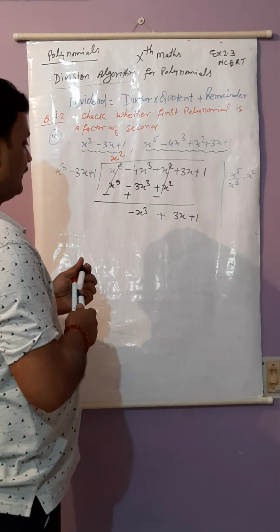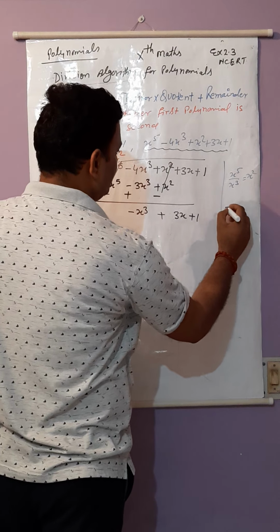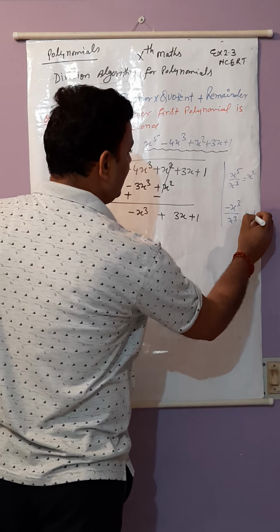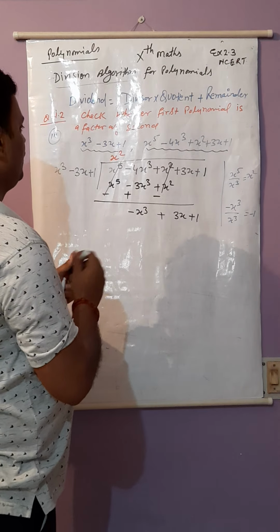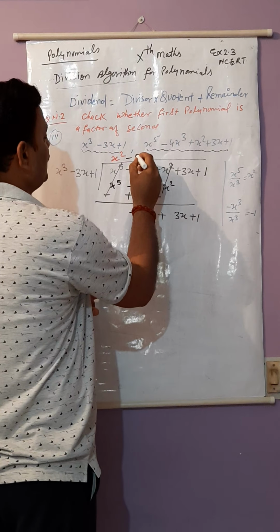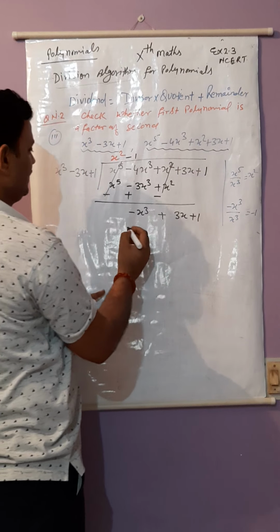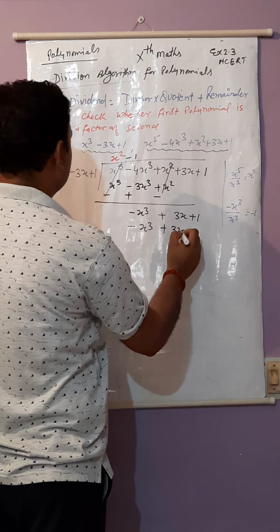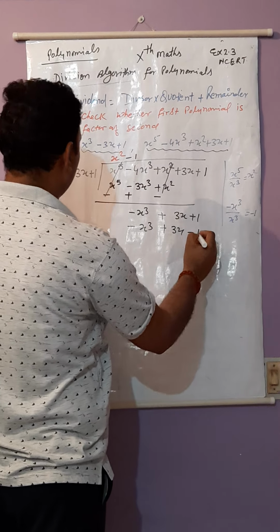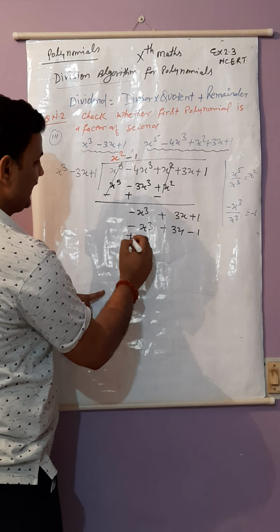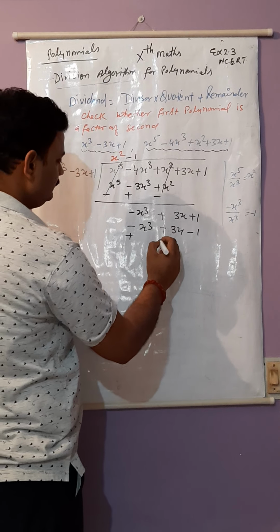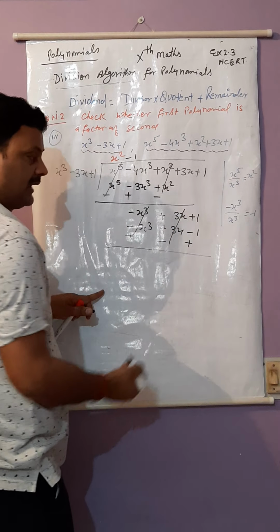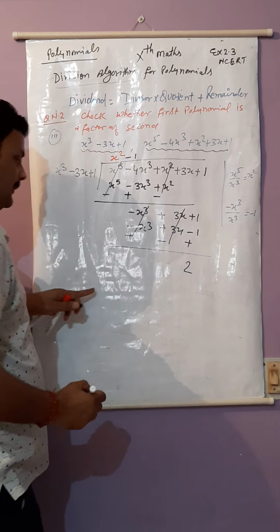Let us find the second term. So minus x cube divided by x cube, answer is minus 1. So next term will be here minus 1. So minus 1 we are multiplying to this one. This is minus x cube, this is plus 3x and this is minus 1. Now changing the sign, this is here minus and this is plus. So this is going to cancel and this is going to cancel. So this value is coming.